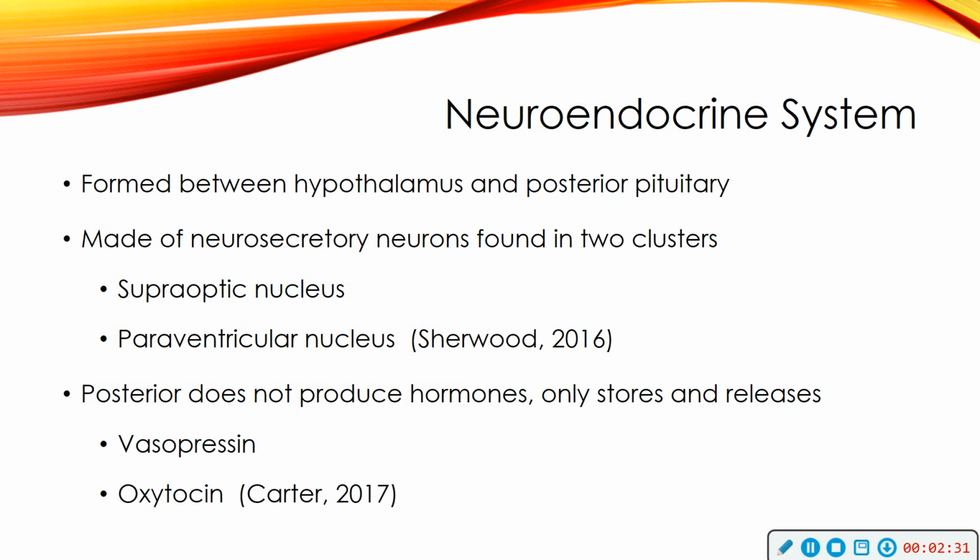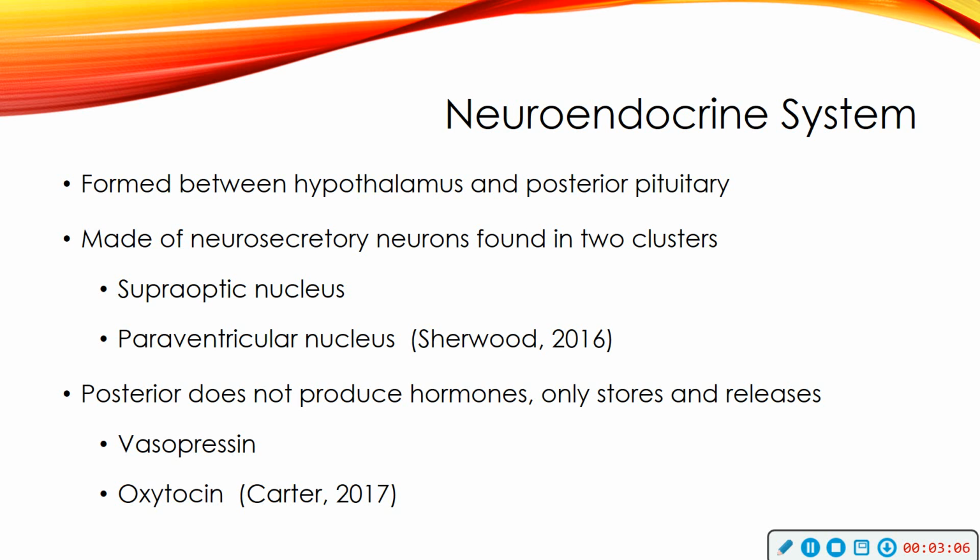So, as I said, this is a system that is only between the posterior pituitary gland and the hypothalamus. Now, in that system, there are neurosecretory neurons, and there are a couple of populations. They form into two clusters, so you have these two different nuclei, these two different clusters. You have the supraoptic nucleus and the paraventricular nucleus.